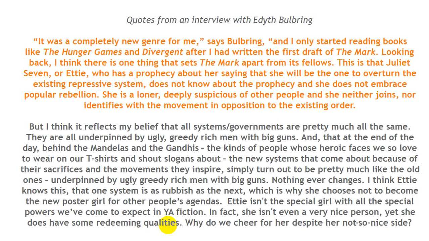She says that it reflects her belief that all systems of government are pretty much the same. They're underpinned by ugly, greedy, rich men. Despite the change that good people like Mandela bring about, in the end, the ugly, greedy, rich men with big guns come back and nothing ever changes. And so, we see this in Etty, who's quite cynical. She thinks one system is as bad as the next, and that's why she doesn't want to be the new poster girl for other people's agendas.